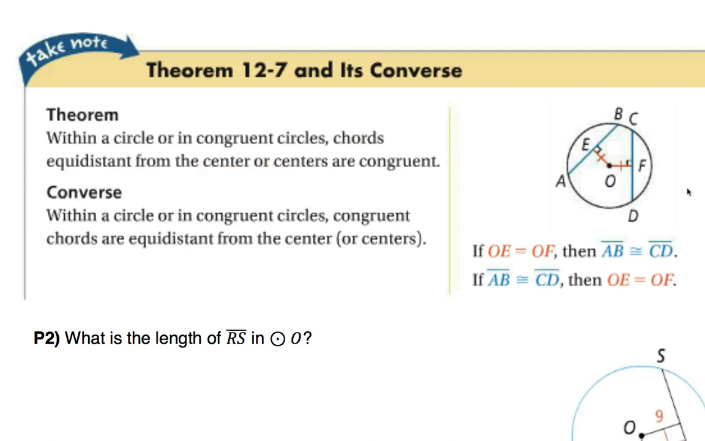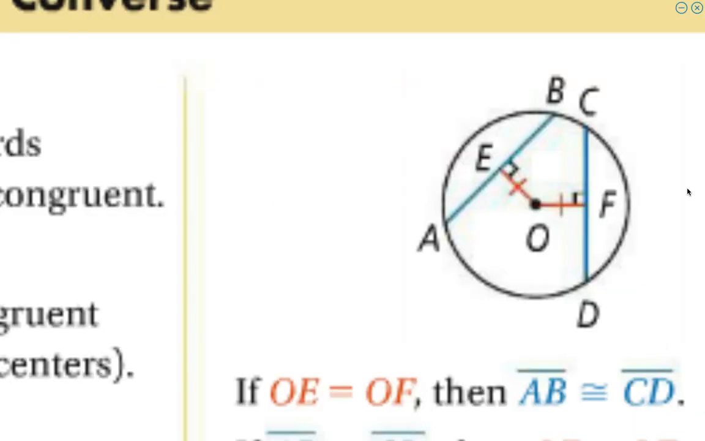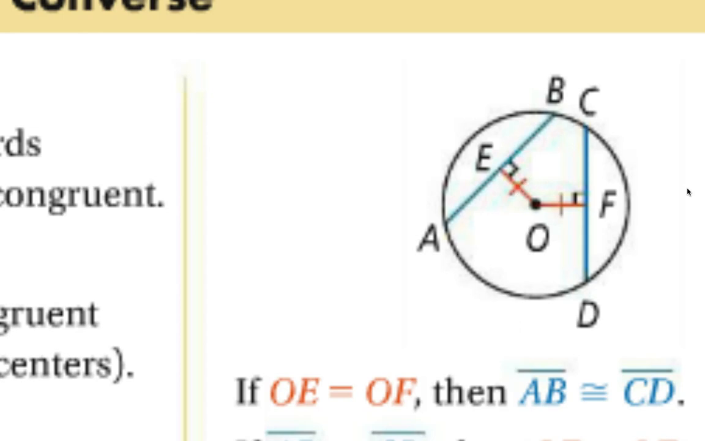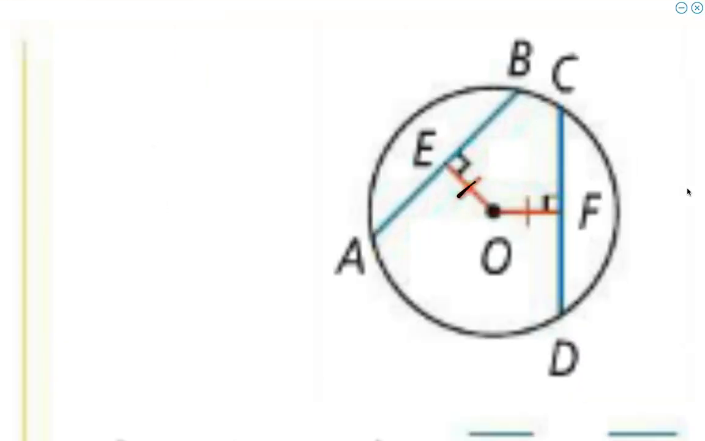So if you have a chord that's the same distance away from that center, keep in mind, as you start moving through the circle, that chord's going to get smaller and smaller. But as you get closer to the center, it gets bigger. Then once you pass the center, it's going to get smaller and smaller again. So if you're the same distance away from that center, it's going to be congruent.